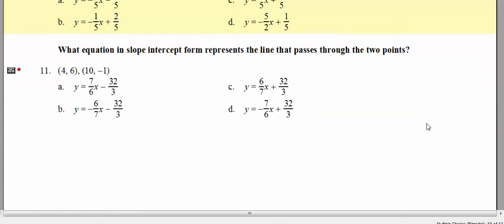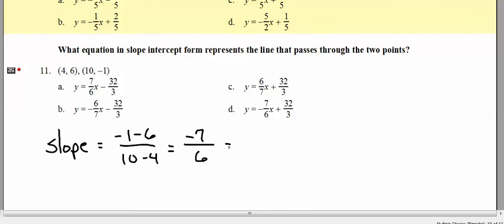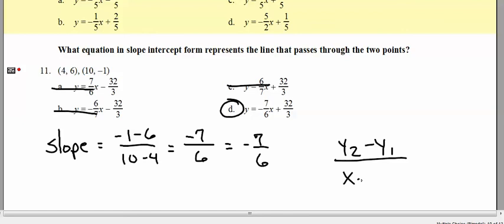All right. Write an equation, slope-intercept form, that represents the line. First thing we need is a slope, right? -1 minus 6 over 10 minus 4. Is it A? Is it B? Is it C? Did you have to find the y-intercept? Nope, because they kept the slope the same for a bunch of them, or that was the only one with a different slope. Slope is y2 minus y1 over x2 minus x1.